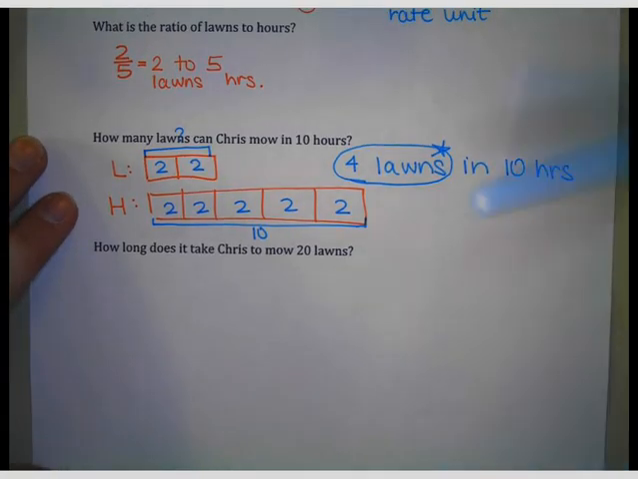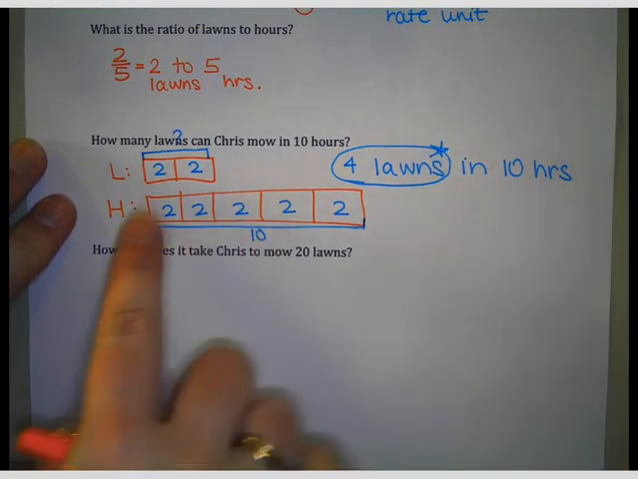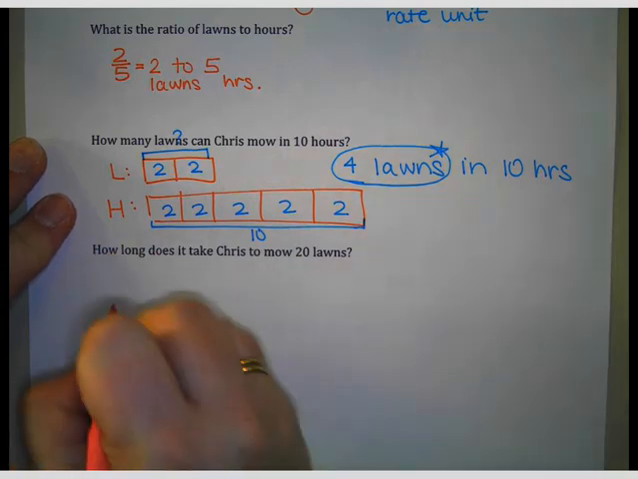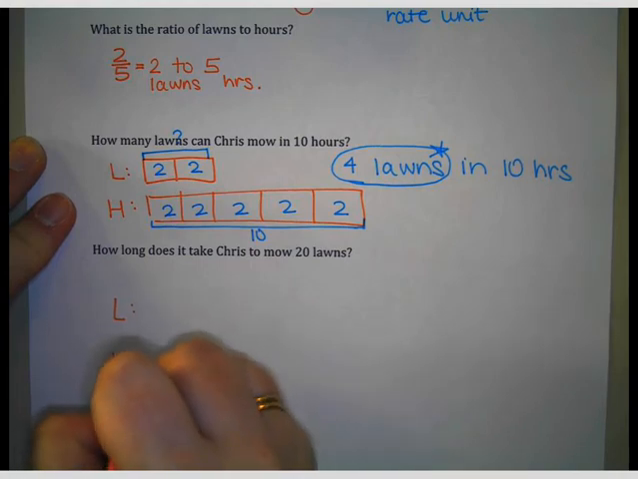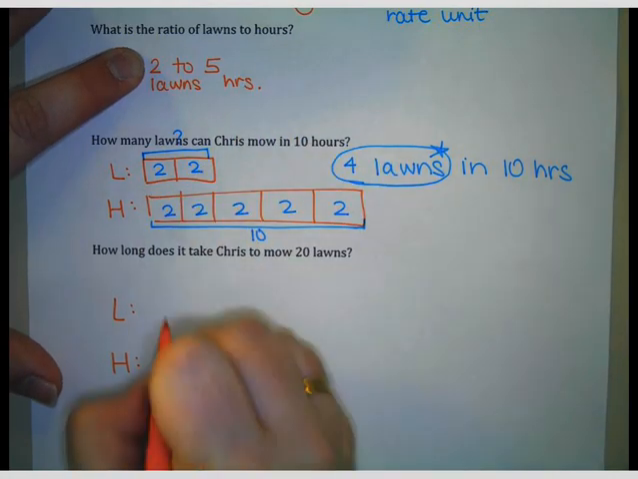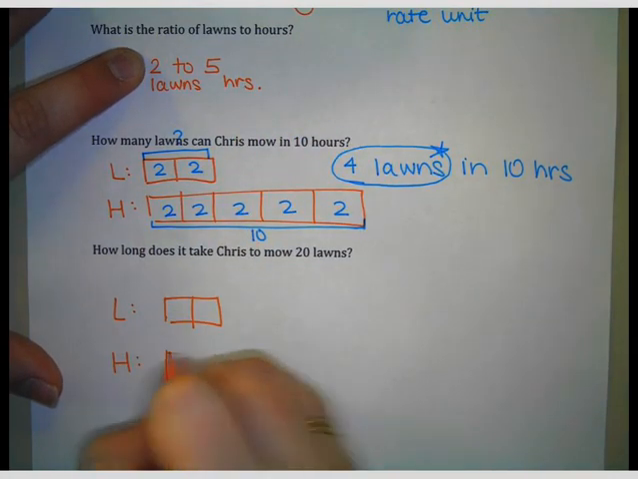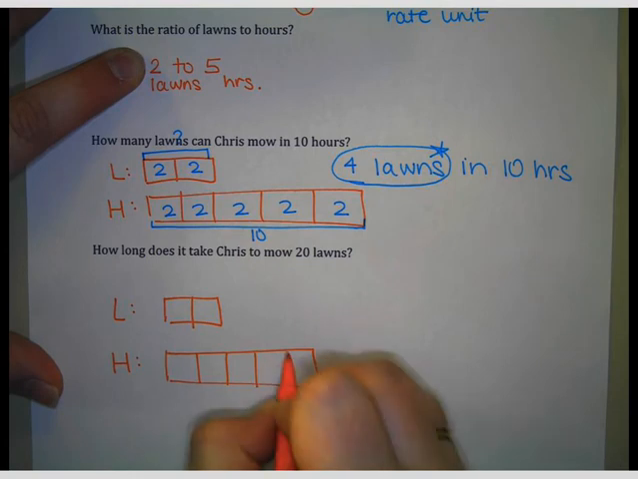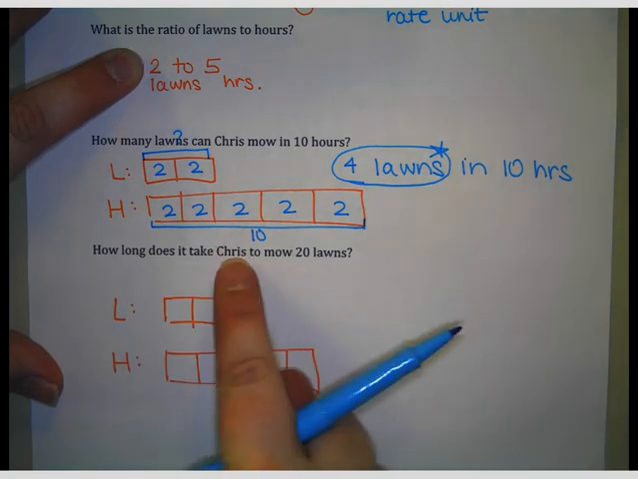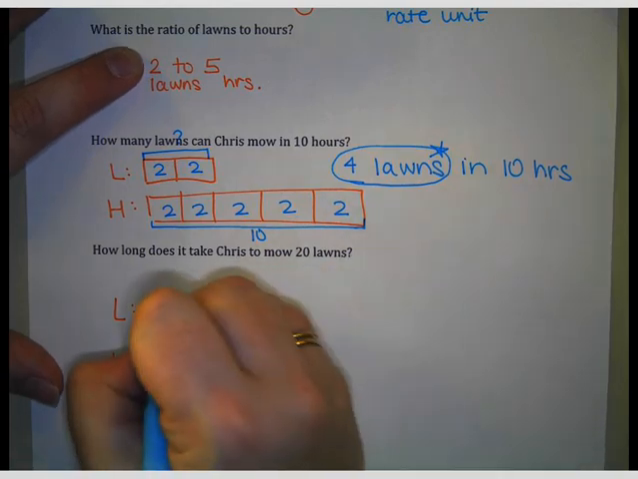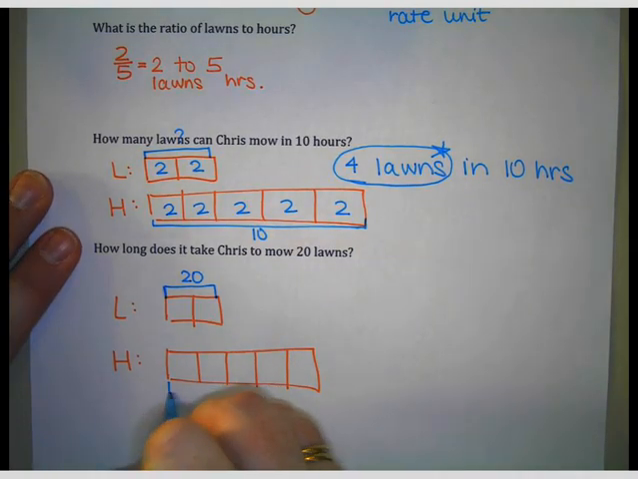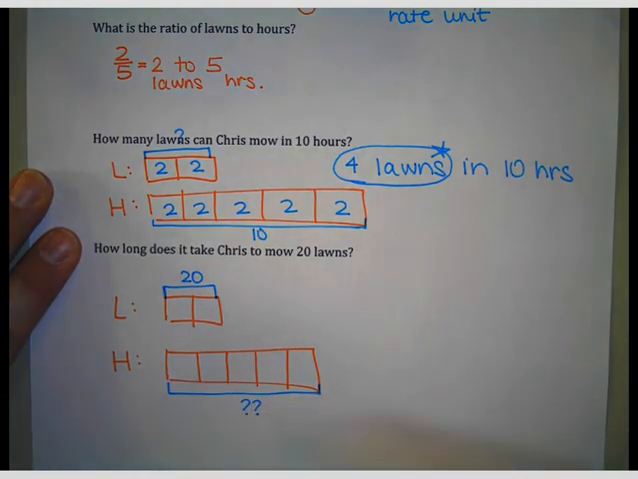I can do another one similar to that. This time it's asking how long does it take Chris to mow 20 lawns? So I'll draw my bar model or tape diagram again. My ratio is 2 lawns to every 5 hours. So here's my 2 lawns. 1, 2, 3, 4, 5 to my 5 hours. And it says, what if Chris is mowing 20 lawns? That means this bar is 20 lawns. It wants to know how long it takes, or how many hours it is.